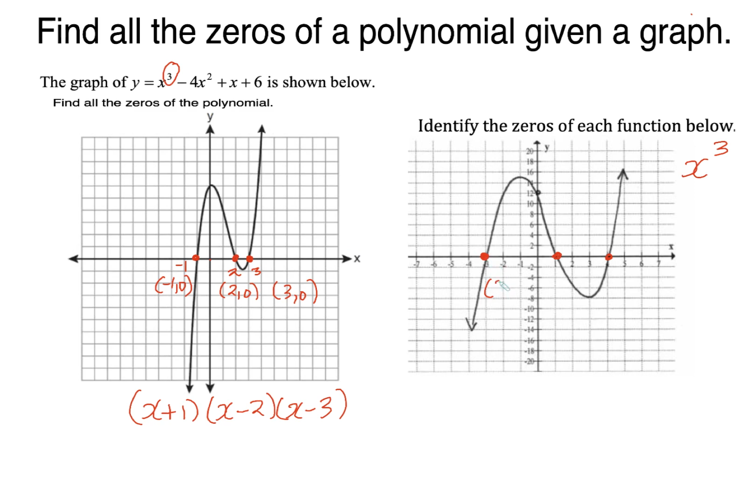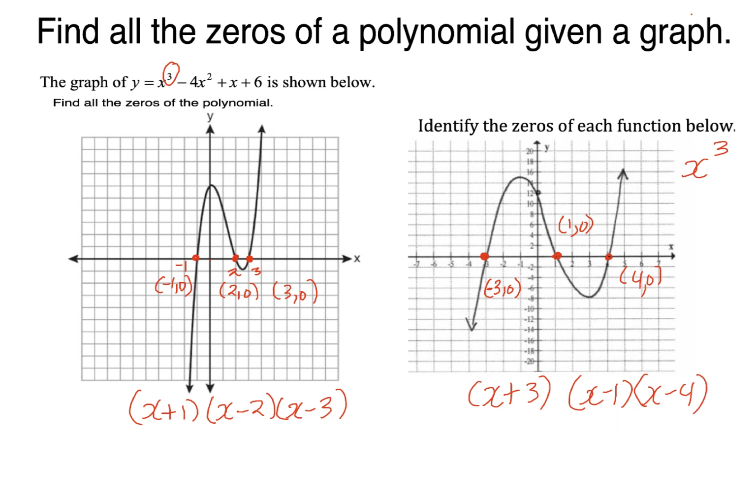My zeros would be 3, 0. This would be 1, 0. And this would be 4, 0. And if I wanted to write the factored form, this would be x, and we're not going to use -3. It's going to be a +3. This would be x. Again, don't use +1. Use the opposite, -1. When you have to pair it with the x, always use the opposite. And this is a +4, so that will be x minus 4. And that's your factored equation.